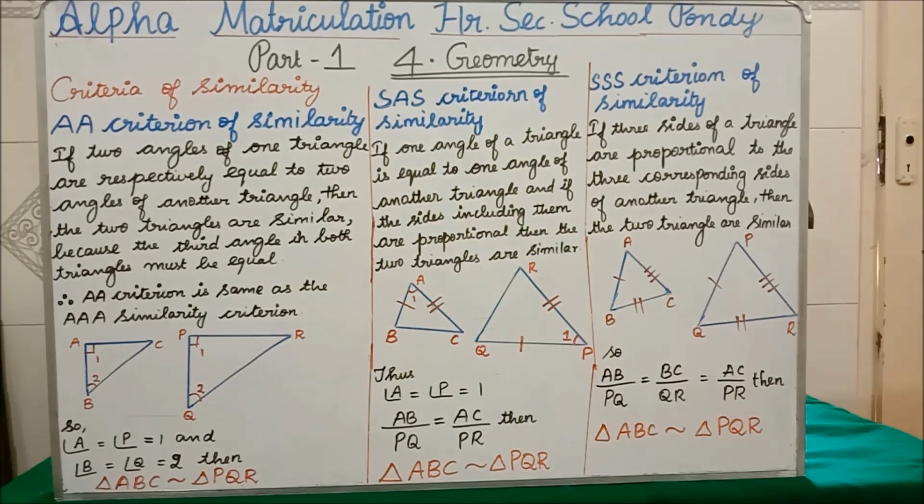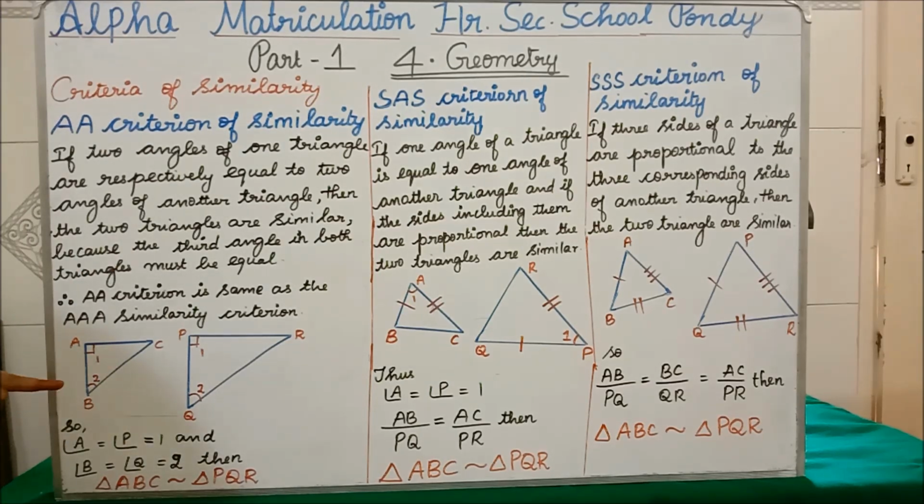Okay, now we'll see the first criterion, AA criterion of similarity. By the word itself you are able to understand. AA means what? Angle. So what they are saying is, if two angles of one triangle are respectively equal to two angles of another triangle.